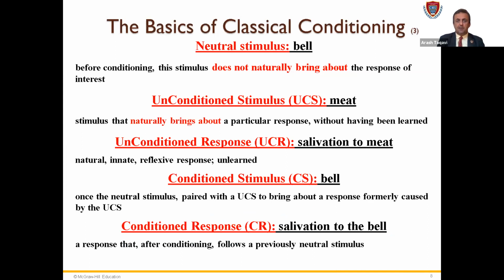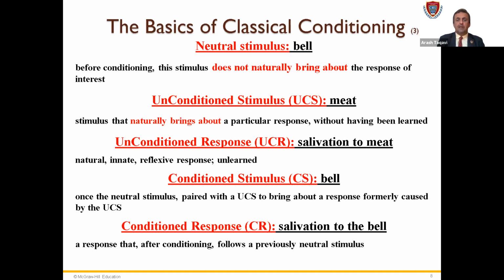And in his experiments, we have 5 types of stimulus and response. At first, it's a neutral stimulus, or bell. Before conditioning, this stimulus does not naturally bring about the response of interest. It is a neutral stimulus, ringing a bell. It cannot be considered a cause of stomach secretion or salivation in a natural, healthy animal.